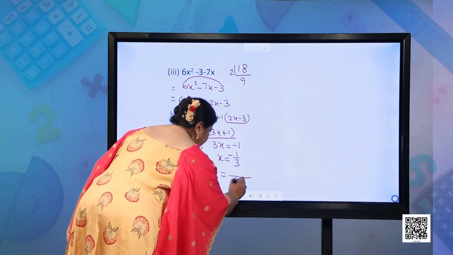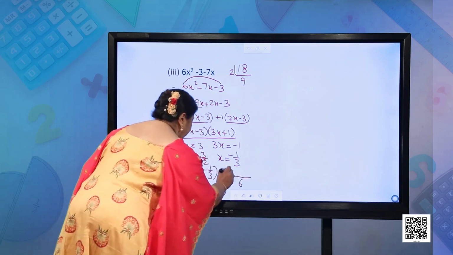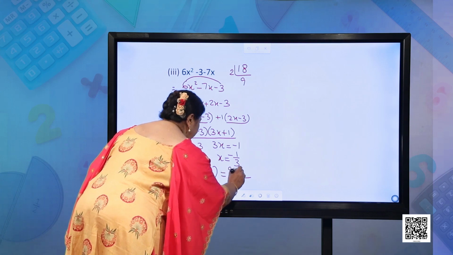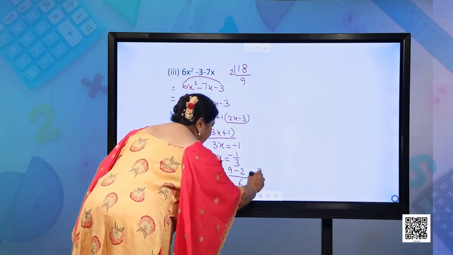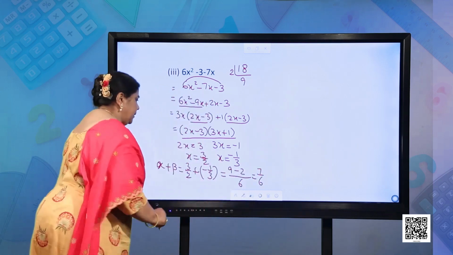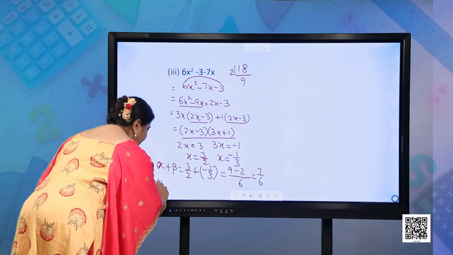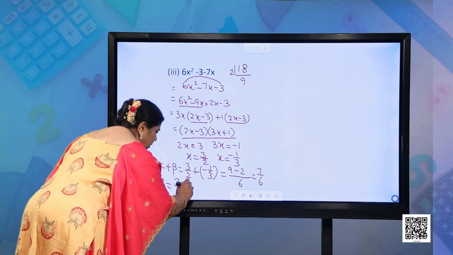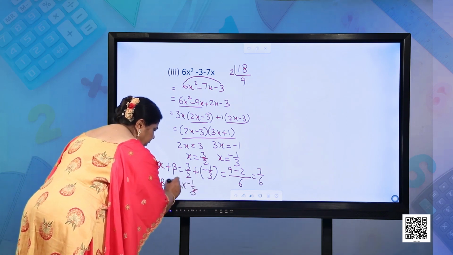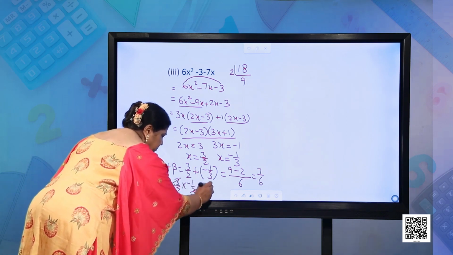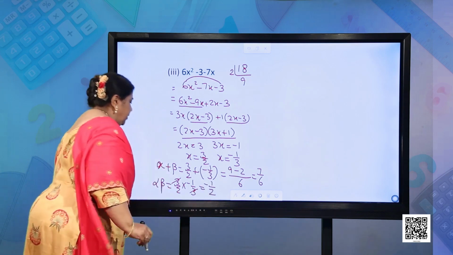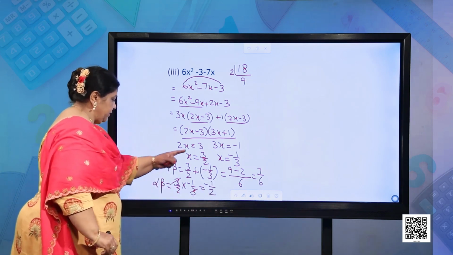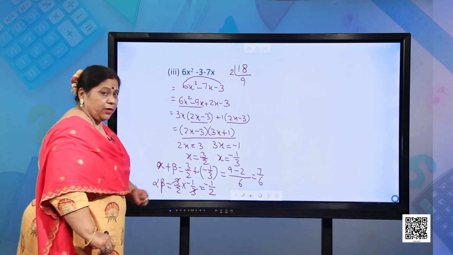On taking LCM, I get 9 minus 2, that is 7 upon 6. Let us take the product also. Alpha beta will be 3 upon 2 into minus 1 upon 3. So, I get the product as minus 1 upon 2. So, I have alpha plus beta as 7 upon 6 and alpha beta is minus 1 upon 2.